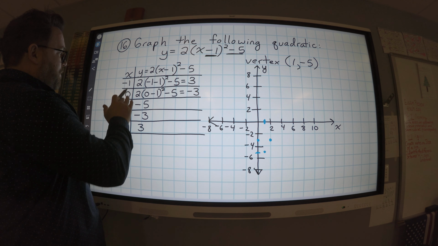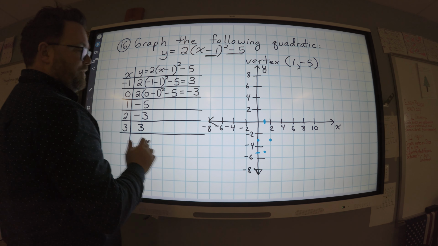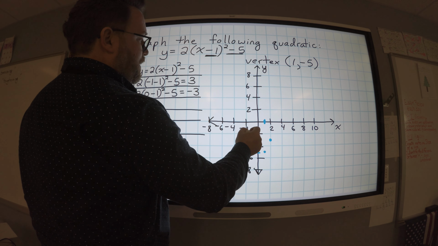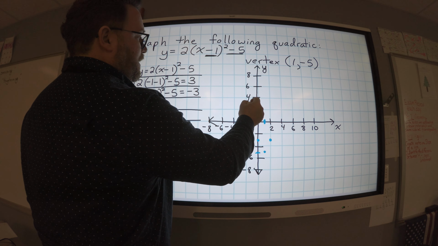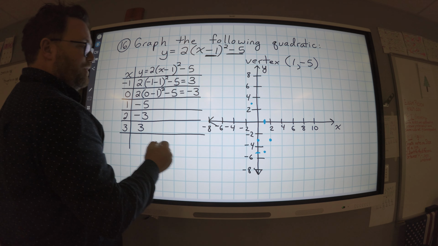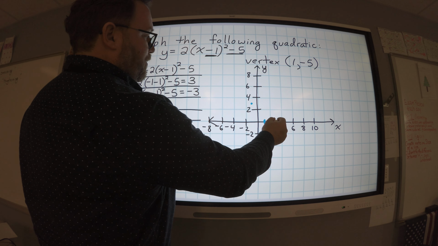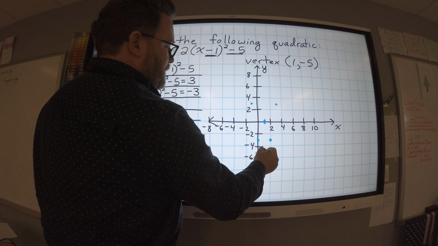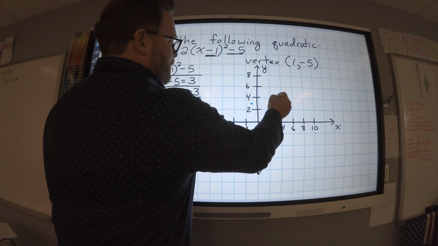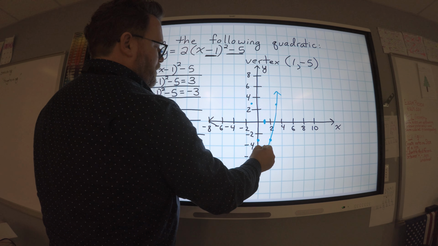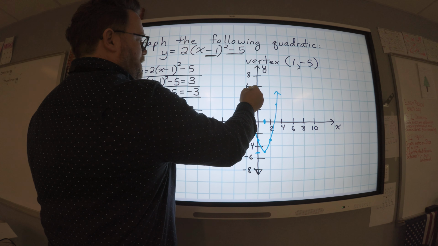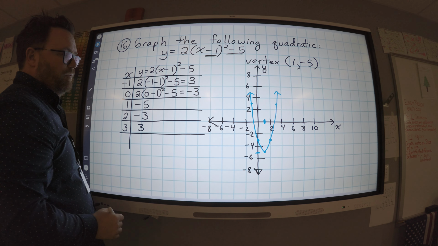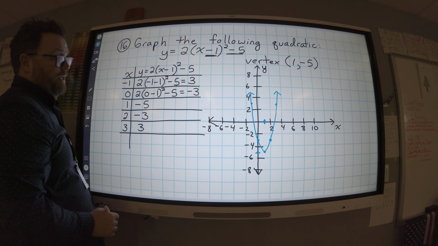I would also place a point at negative 1, positive 3. So go to negative 1 up to positive 3, so right here. And at 3, positive 3. So 3, positive 3. Point here. And now I can sketch my parabola, like so. And there we go. That's the graph of this quadratic.